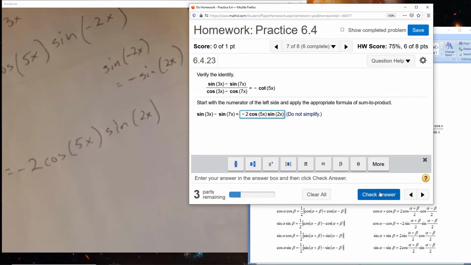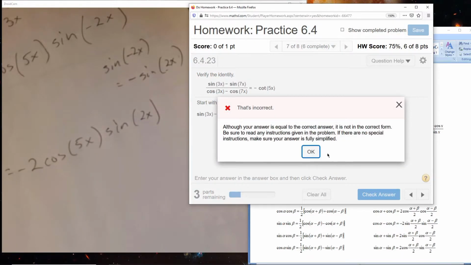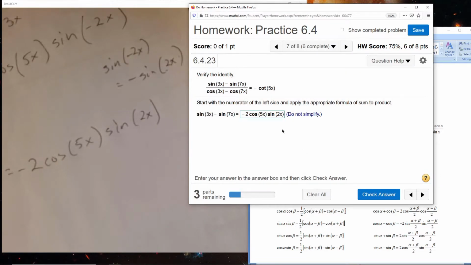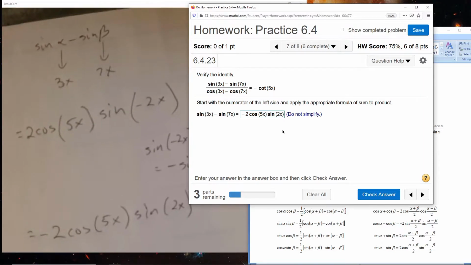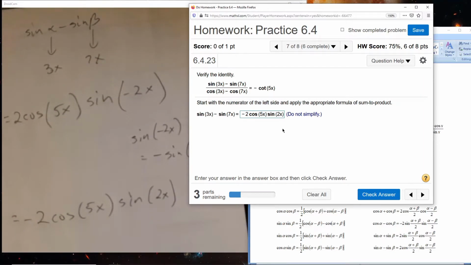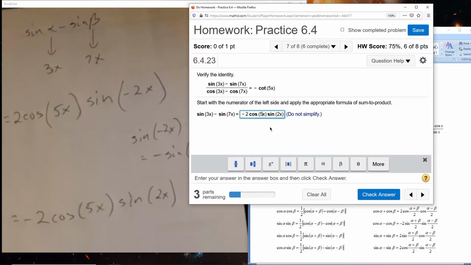Do not simplify. Uh-oh. Oh, geez. Really? Do not simplify. I guess they didn't want us to add these numbers together? Really? 3 plus 7? That's just too much effort for us. I guess this is what they're saying. 3x plus 7x divided by 2.